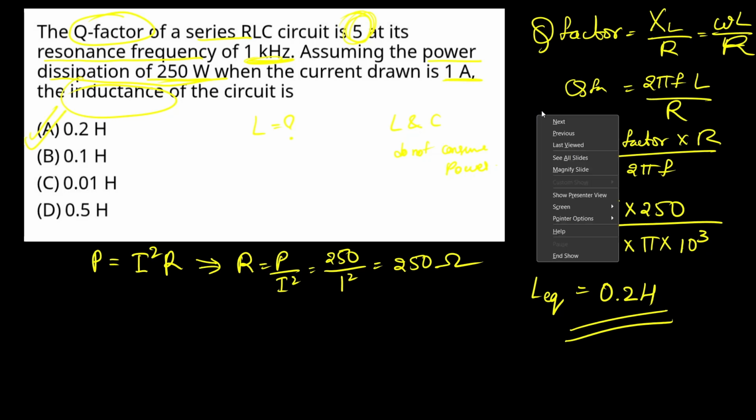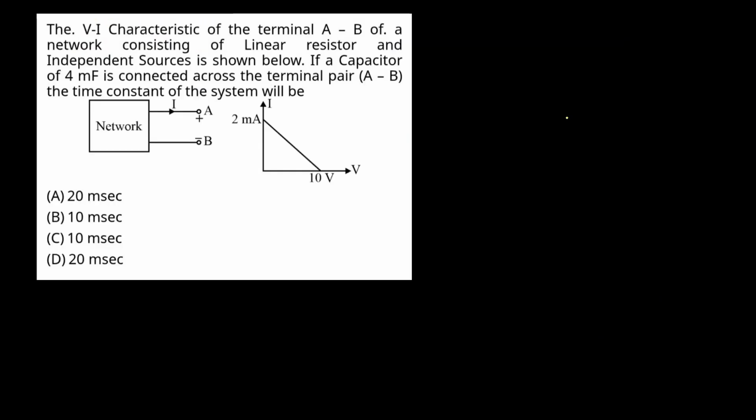Let's go to the next question. They have given the VI characteristics of a circuit, and it consists of a linear resistor and independent sources. If a capacitor of 4 microfarad, so this is 4 microfarad, not millifarad, is connected across the terminal AB, what is the time constant of the system?